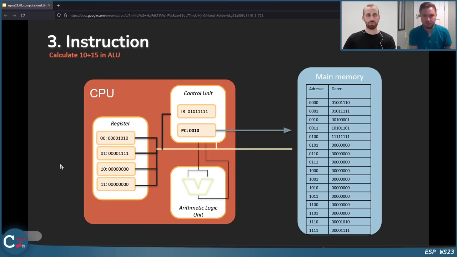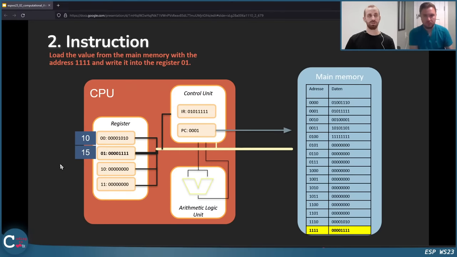So the third instruction. But maybe before we continue, Alex, are there any questions in the chat? Or is there nothing in particular? I think so far it's clear. If there are any questions, please drop them in the chat. We will try to answer them.